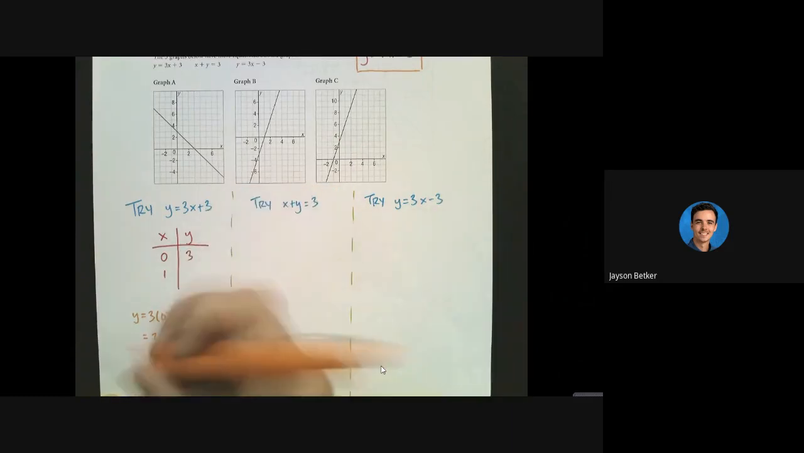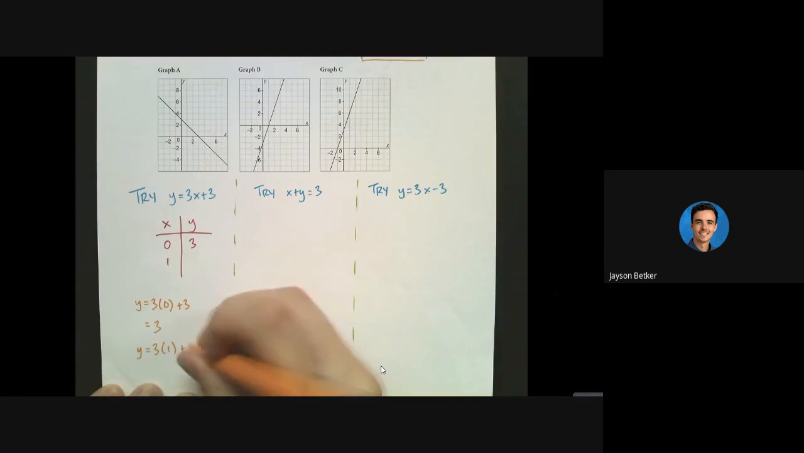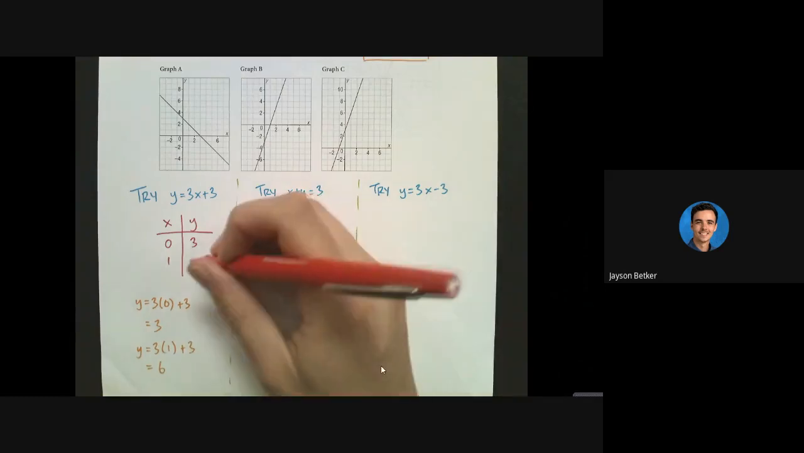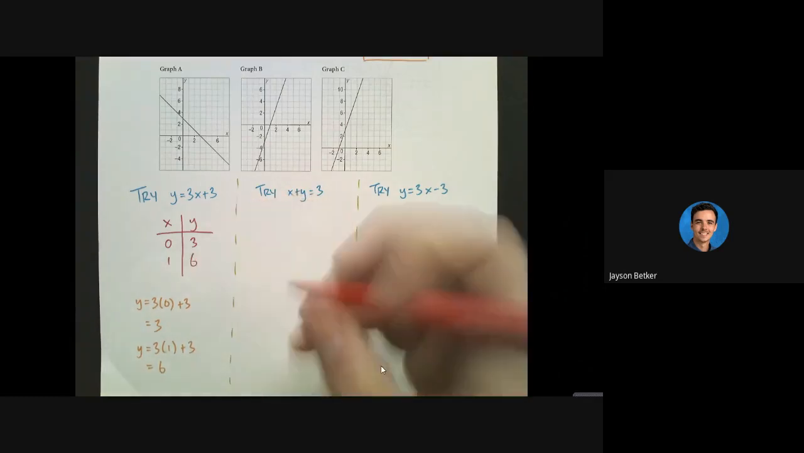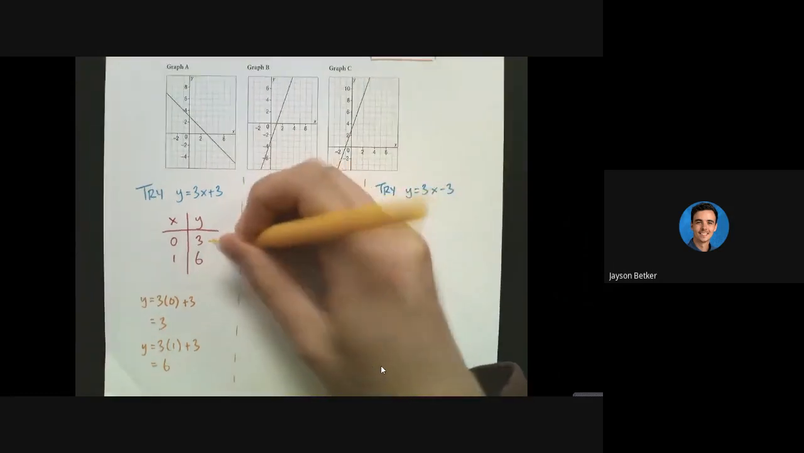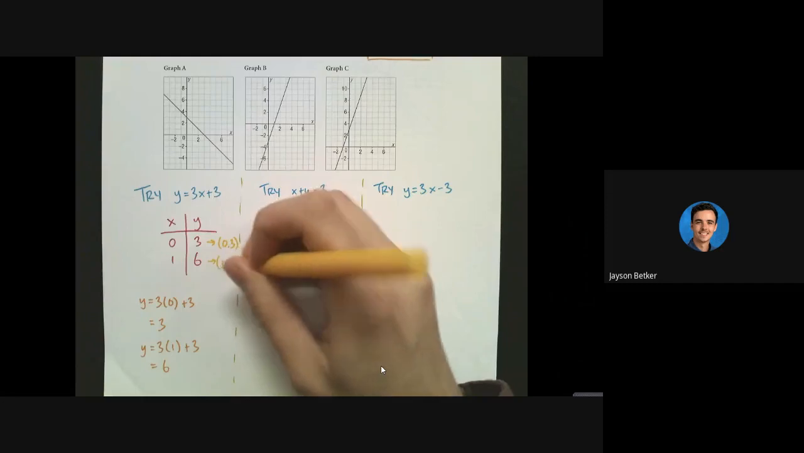And what about if x was equal to 1? If x is equal to 1, we get 3 times 1 plus 3, which is 3 plus 3, which is 6. So there are our values. We've got our 2 points. I'm going to use another color here. Our 2 points are (0, 3) and (1, 6).